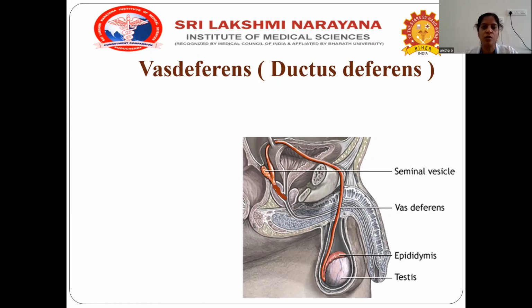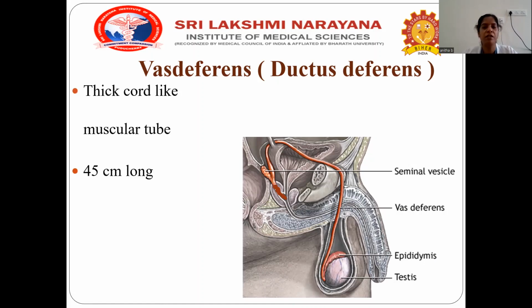The vas deferens is also called the ductus deferens. It is a thick cord-like muscular tube. From the duct of the epididymis, it starts in the scrotum and passes along with the spermatic cord contents.